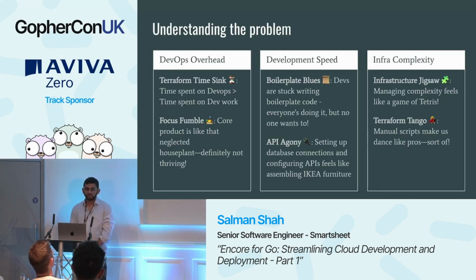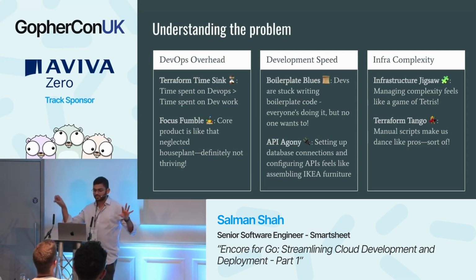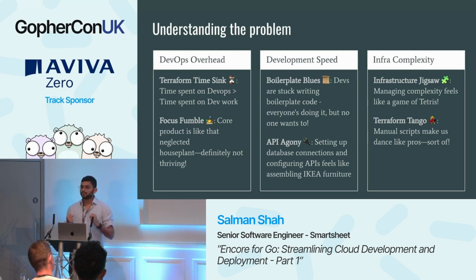And I have some follow-up questions. But there's primarily three things we are looking to solve using Encore. One, and I'll probably speak on my experience as well over the past year and a half. Three things that we're typically trying to solve: DevOps overhead, development speed, and infrastructure complexity, right? So over the past year, I told you guys about how I was looking to solve the history problem.